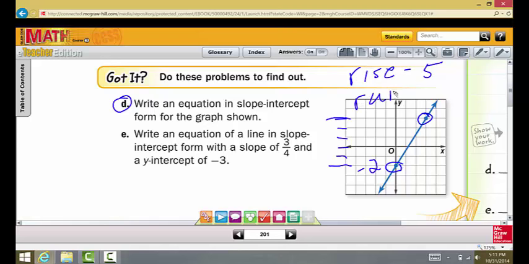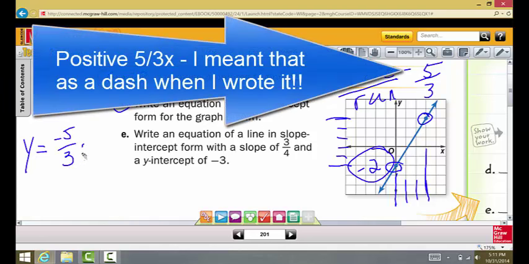And our run, so we're going to do rise over run. Our run is from this line here over to this line here, and we count that as 1, 2, 3. So our run is 3. So we have everything we need here. We have the equation of the line is y equals negative 5/3 x minus 2.